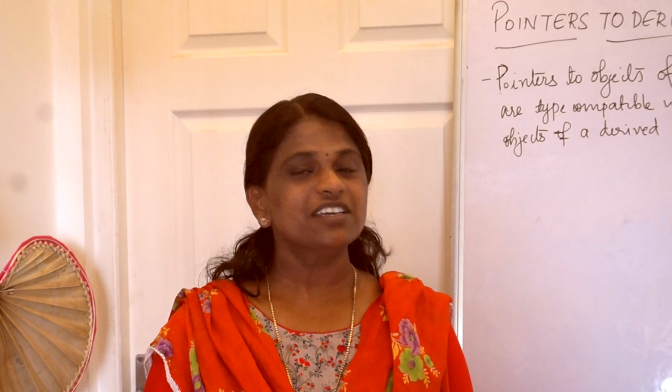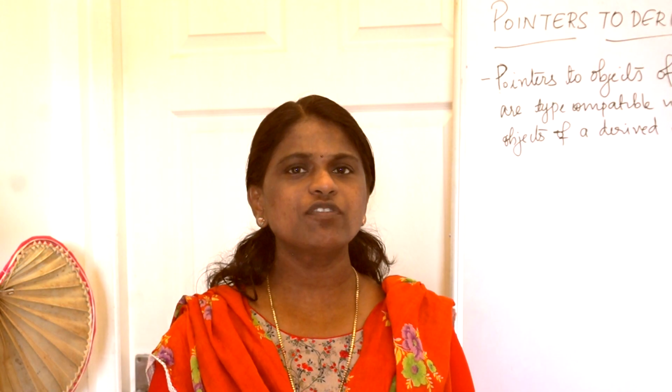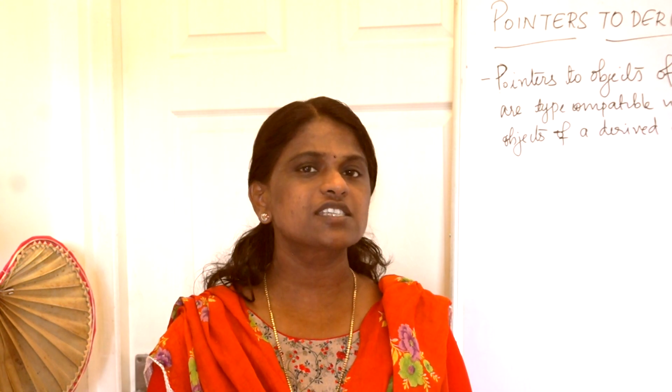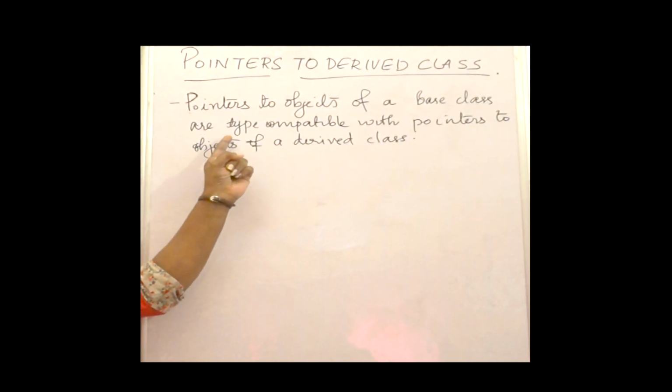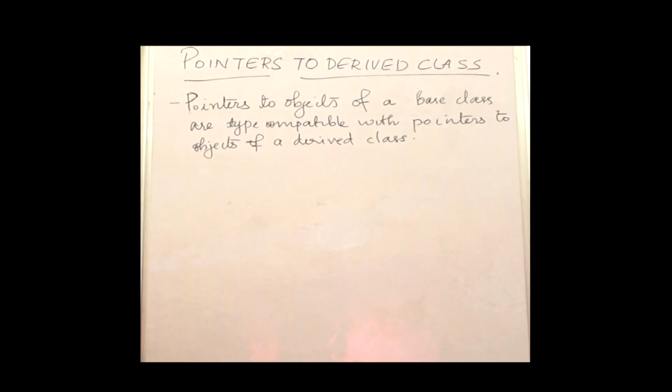Hello everyone. In today's lecture I will be discussing pointers to derived classes. We have seen the concept of pointers to objects, and is it possible for a pointer of the base class to point to objects of a derived class? We can see the concept in detail. Pointers to objects of a base class are type compatible with pointers to objects of a derived class.